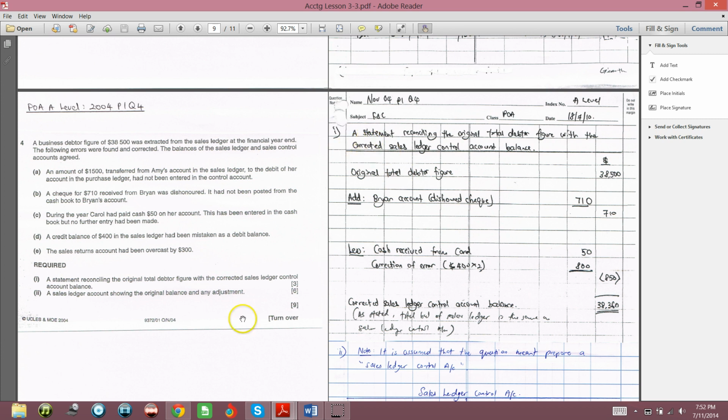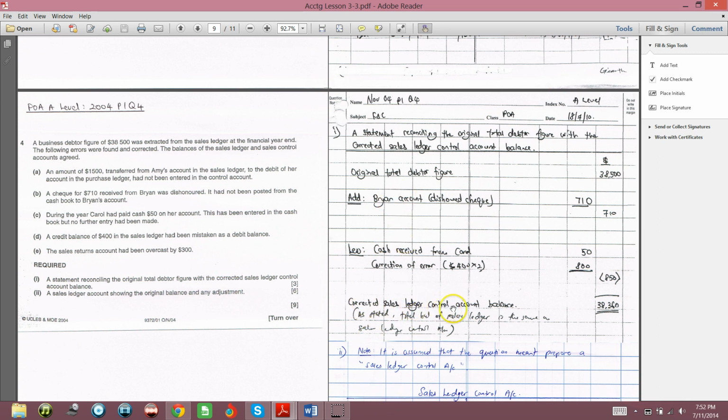So I draw the title first. Statement reconciling. A statement must have a nice title. A statement reconciling total, I'm more or less copying from here, the original total figure with the corrected sales ledger control account figure, and then I underline. So this one is a statement, so I put here original total debtor figure, which is 38,500. So I put the dollar sign 38,500. I will leave a lot of space until the end of the page.